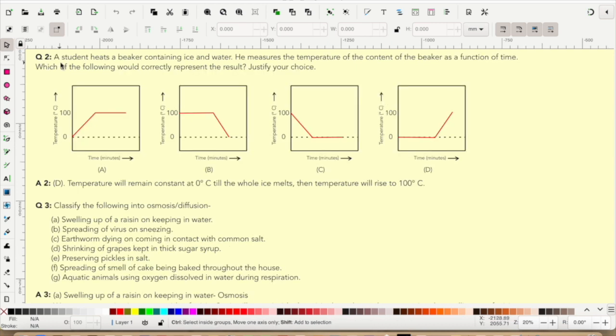Second question. A student heats a beaker containing ice and water. He measures the temperature of the content of the beaker as a function of time. Which of the following would correctly represent the result? Justify your answer. Temperature will remain constant at 0 degrees centigrade till the ice melts completely. Only in option D, temperature remains constant at 0 degrees centigrade, then it increases to 100 degrees centigrade. So option D is correct.